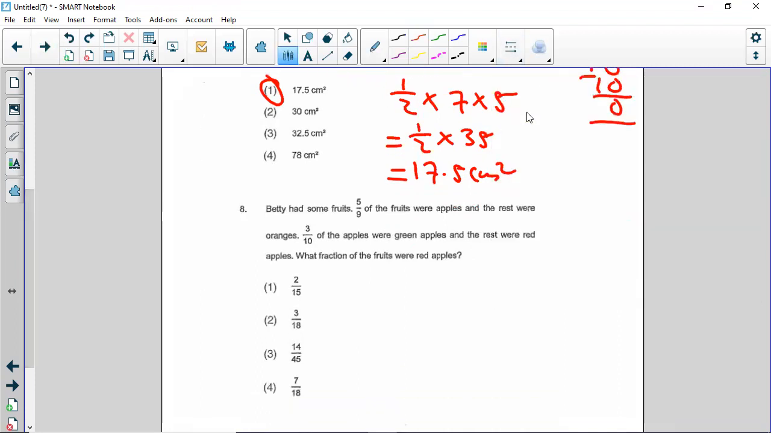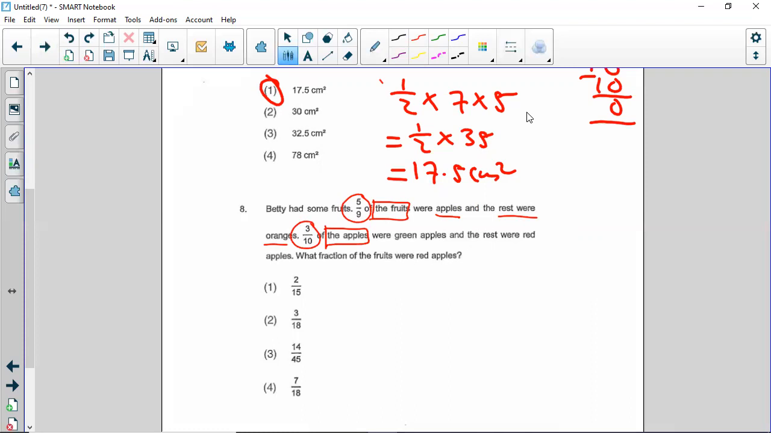So how do you draw the model? Betty has some fruits. What is the fraction talking about? The fruits. So 5/9 of the fruits were apples and the rest were oranges. 3/10 is talking about what? It's talking generally about the apples. So are the two fractions talking about the same group? They are not talking about the same group. So those of you who take 5/9 and then minus 3/10, you're wrong already, because you cannot make the denominator the same. The two fractions are not talking about the same thing. When you plus and minus fractions, you are already making the denominator the same, which is wrong.